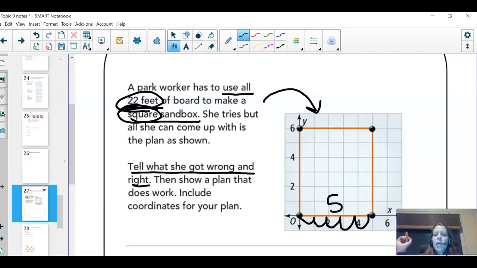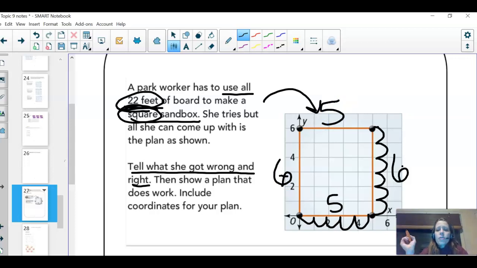La distancia es 5. The distance is 5. Over here, 1, 2, 3, 4, 5, 6. This is 6. The distance is 6. La distancia es 6. Because this is a rectangle, this side is going to match, okay? Porque este es un rectángulo, este lado es el mismo del otro lado. And this one is 5.